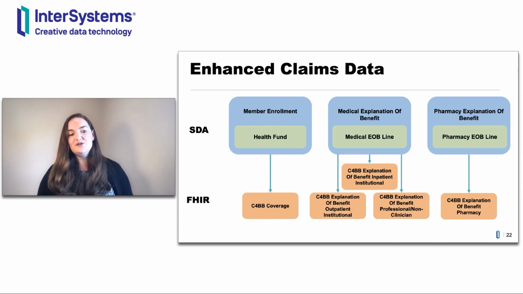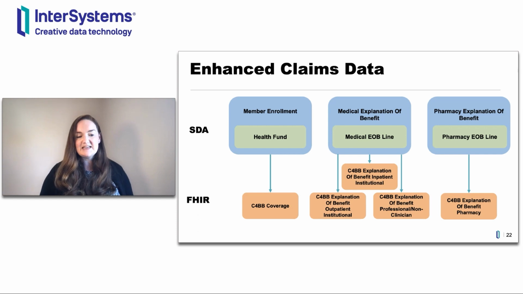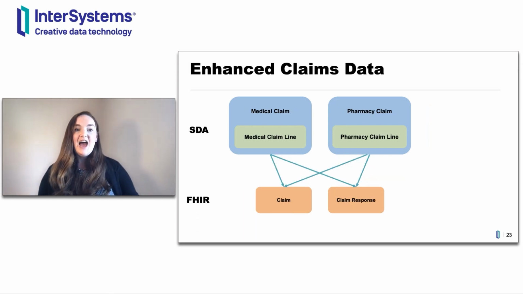So here is where we stood in 2020. The member enrollment, medical explanation of benefit, and pharmacy explanation of benefits being mapped to their FHIR counterparts following the CARIN Blue Button implementation guide. And here is where we've added and enhanced in 2021, with both the medical claim and pharmacy claim classes being mapped to the base FHIR claim and claim response resources.